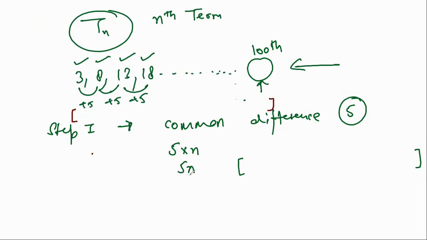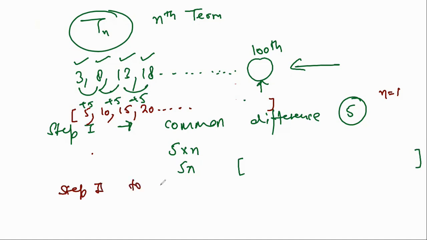So 5n means 5 multiply n. Let's start putting n as 1. So when n is 1, this will become 5 multiply 1, which is 5, right? When n is 2, it will become 5 multiply 2, which is 10. Then 3, 5 multiply 3 is 15. Then 4 means 20, and so on, right? So this is the second step.